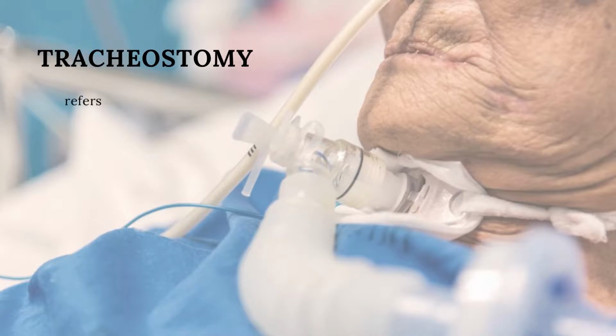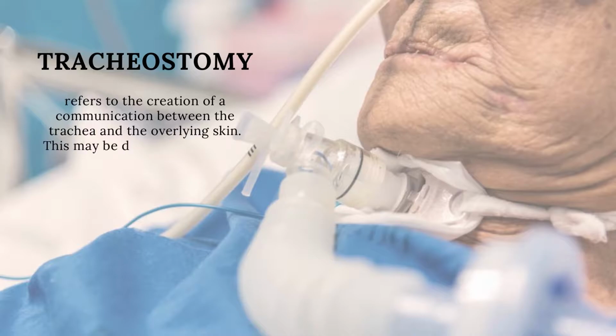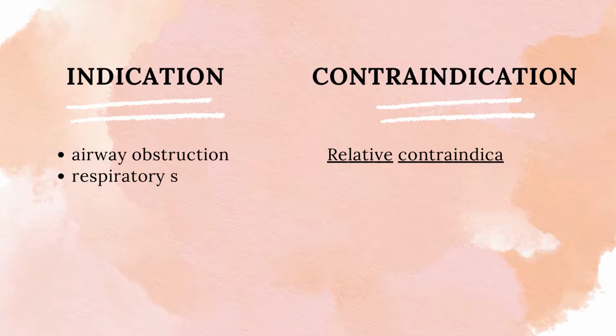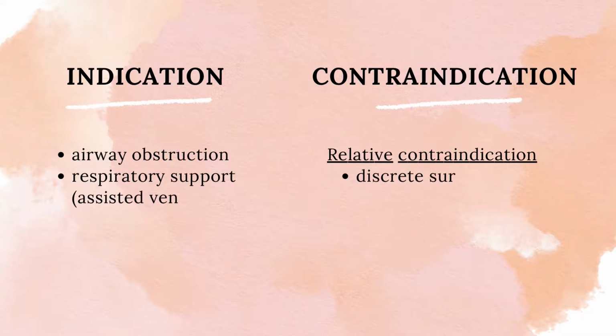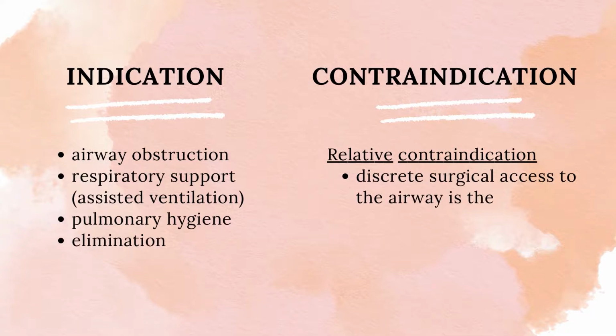First, to define tracheostomy, it refers to the creation of a communication between the trachea and the overlying skin. This may be done either by open or percutaneous technique. Tracheostomy is done for airway obstruction, respiratory support, pulmonary hygiene, elimination of dead space, and treatment of obstructive sleep apnea. It has no absolute contraindication.